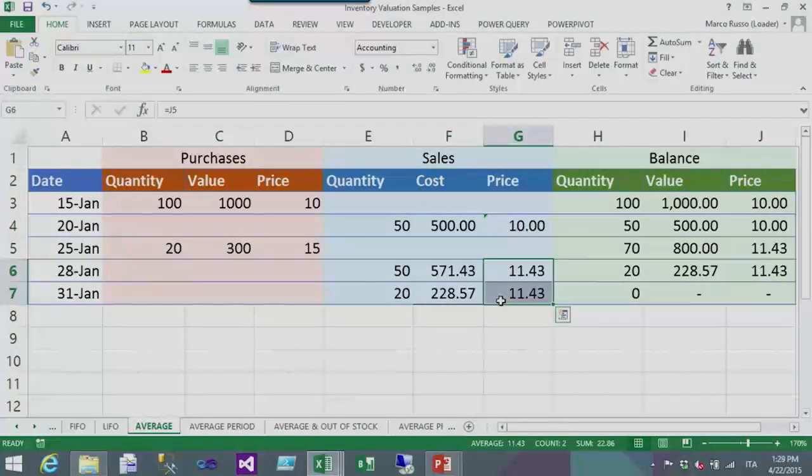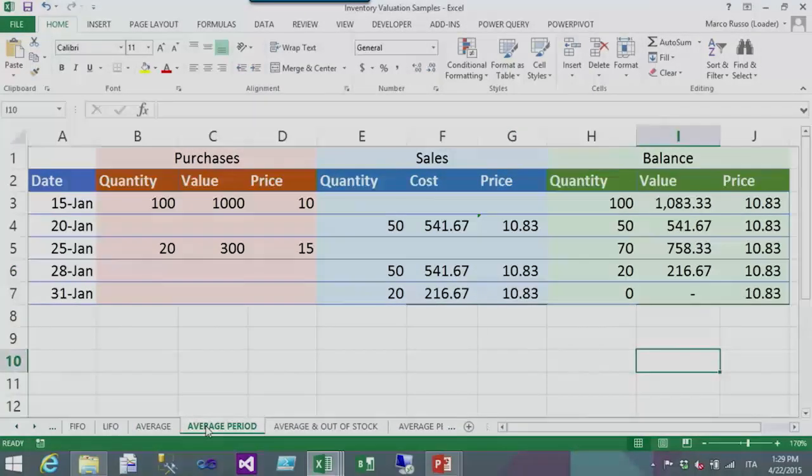Now, the average assumes that for every day you do the evaluation. There is an alternative or a combination of techniques, which is the average period, where we don't care about what happened within a month or within a period, a week, whatever. In this case, 1 month. Within that period, in this case 1 month, we sum all the purchases, no matter in which order they are. And we evaluate all the transactions in this period at that particular average price.